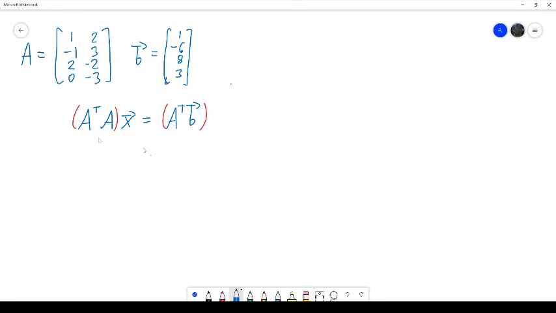All right, so we'll want to start here by finding each of these matrices. So we have A transpose A is going to be, let's see, A transpose, negative 1, 2, 0, 2, 3, negative 2, negative 3, times A.